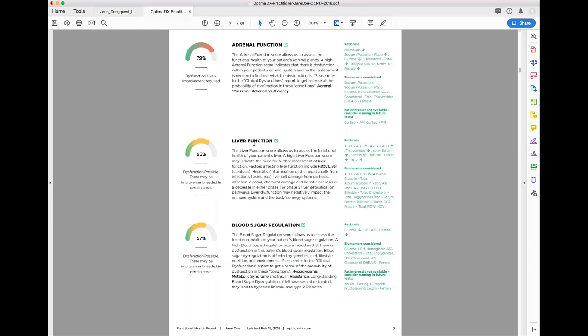Her liver function, even though her ALT was the only thing that was outside of quote-unquote normal, there's also some other things going on that we want to pay attention to. Her AST was a little bit above optimal. Triglycerides were a bit low. Her serum iron was a bit elevated. Her ferritin was a bit elevated. And her bilirubin was a bit elevated, as was her MCV.